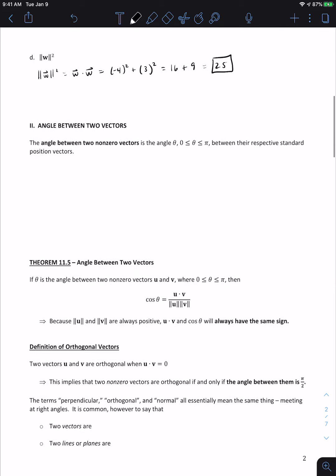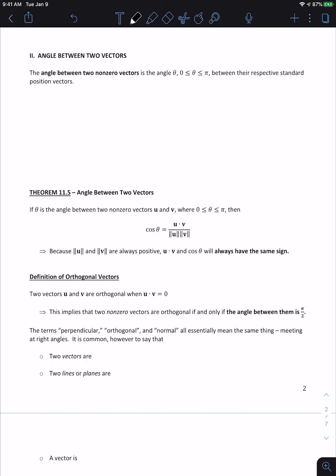Okay, so now let's talk about the angle between two vectors. This will end up being an application of the dot product when we look at Theorem 11.5 here. The angle between two non-zero vectors is the angle theta, where theta is between 0 and pi, between their respective standard position vectors.